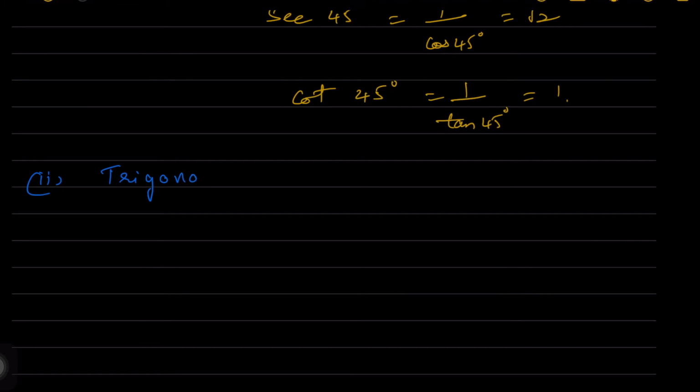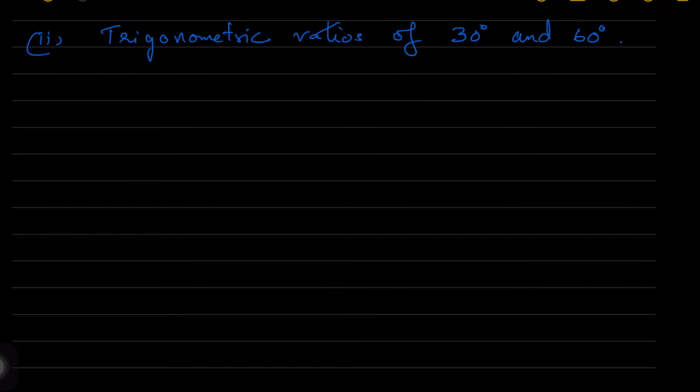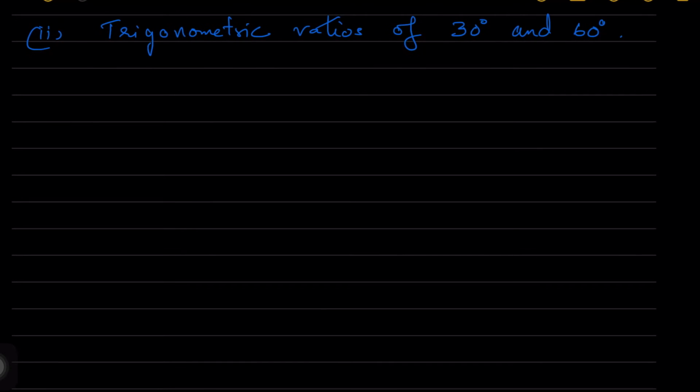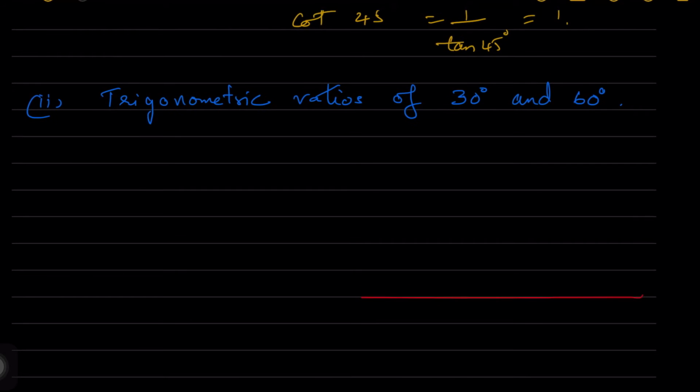Now next we'll find out what are the trigonometric ratios of 30 degrees and 60 degrees. So how do we consider this? We'll see how to find out these ratios. If you want to learn them by heart, then it is easy, but sometimes you forget. If you understand the logic, you will be able to do this. So any type of side is given, you can do it by this method.